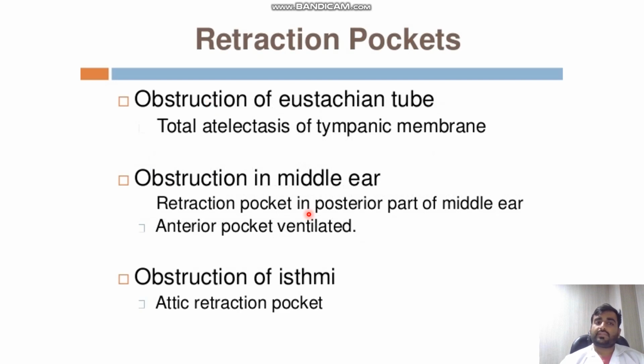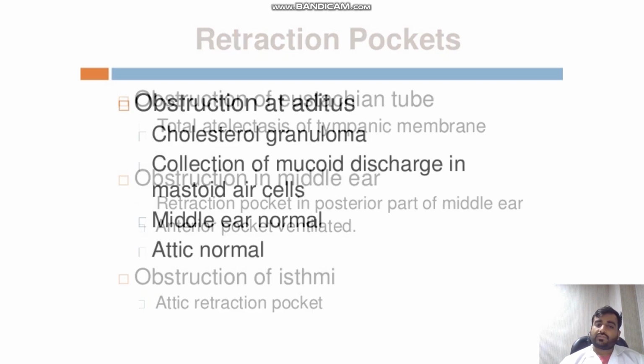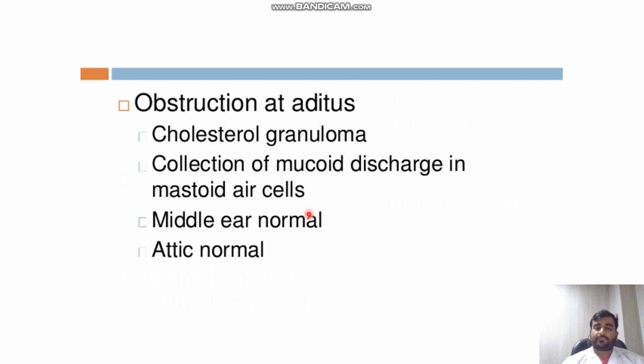Retraction pocket: as we have seen, it creates negative middle ear pressure due to obstruction of the Eustachian tube. There is total atelectasis of the tympanic membrane. Sometimes there is obstruction of the isthmus, or obstruction at the aditus. If there is an obstruction at the aditus, there will be chances of cholesteatoma, with collection of mucous discharge in the mastoid air cells, while the middle ear and attic are normal.